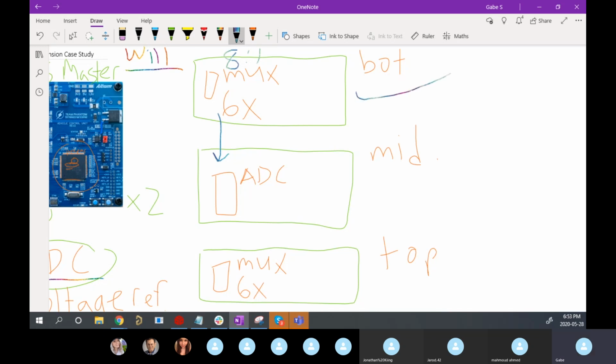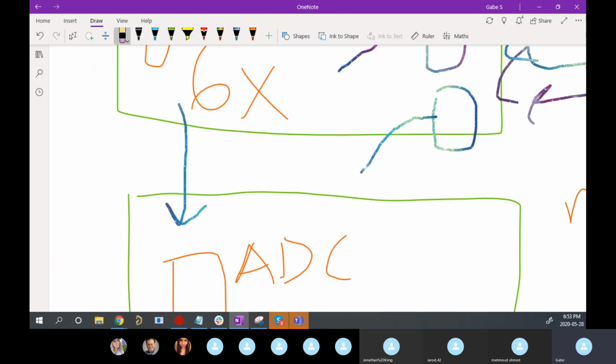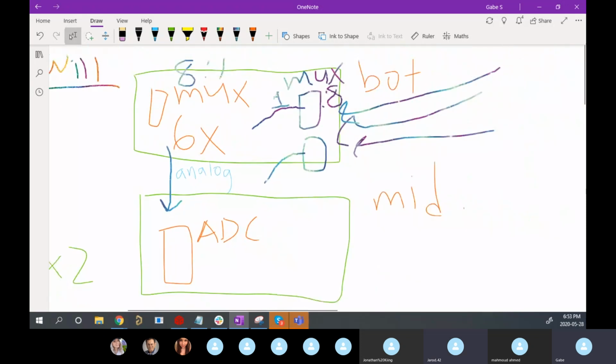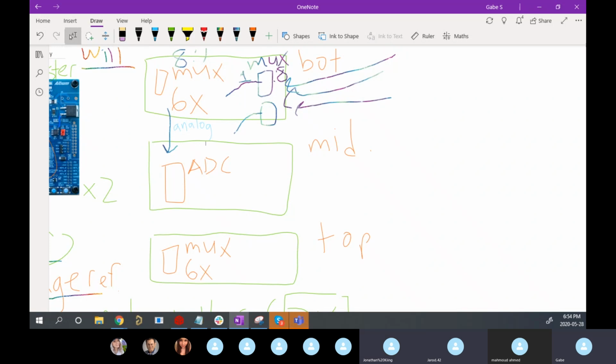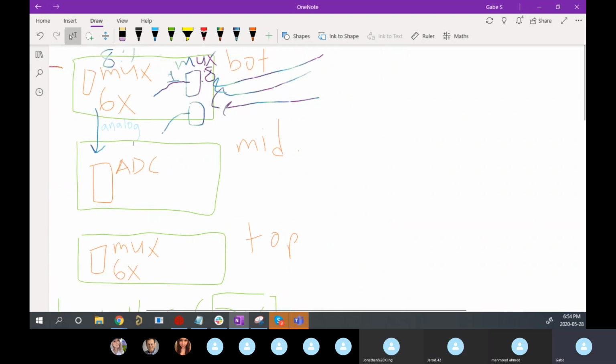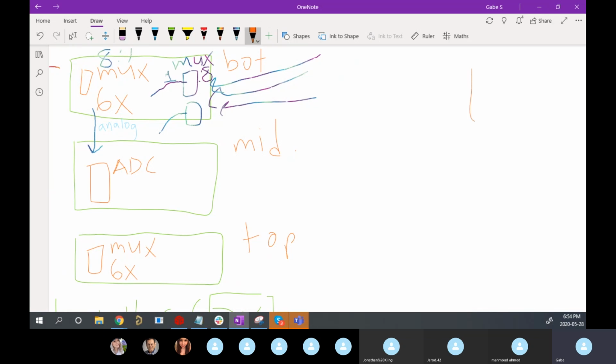So on the bottom board, it's measuring a lot of different voltages. It's going through the muxes, right? And then, remember these are 8-to-1, right? So each one is going to send 1 up. So we're going to have 6 analog signals come out. Does that make sense, everyone? I need a verbal confirmation. Anyone? Yes, that makes sense.